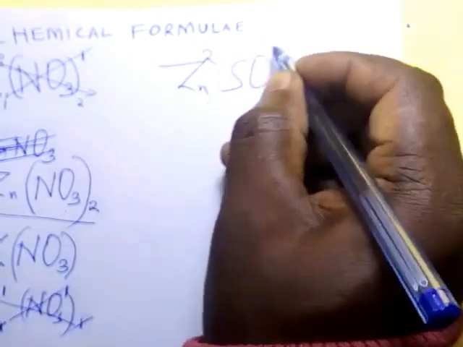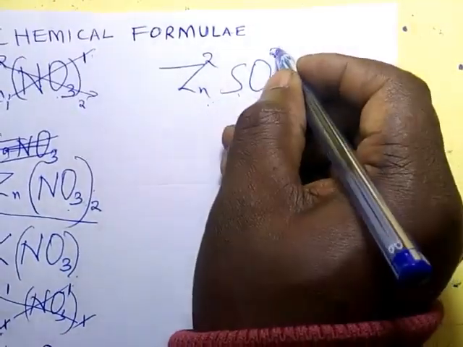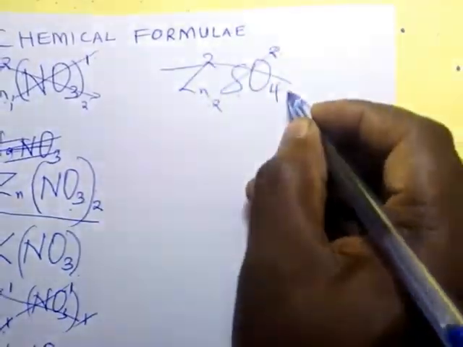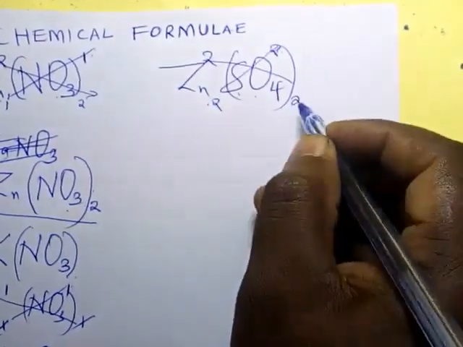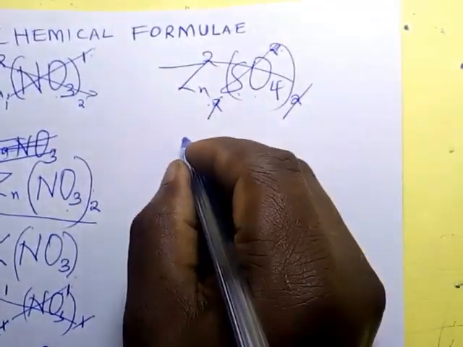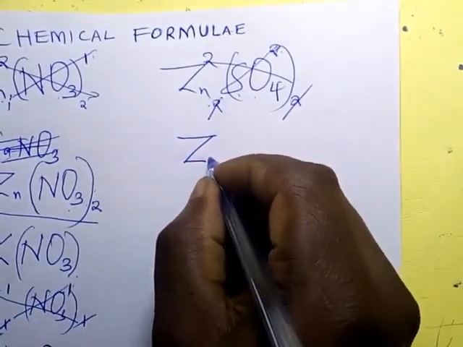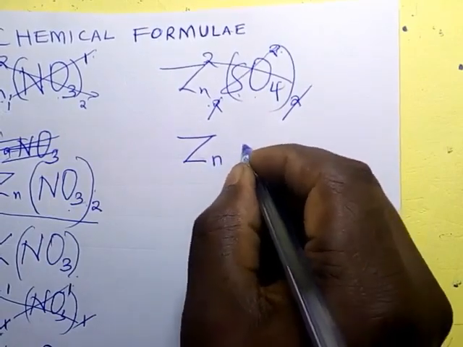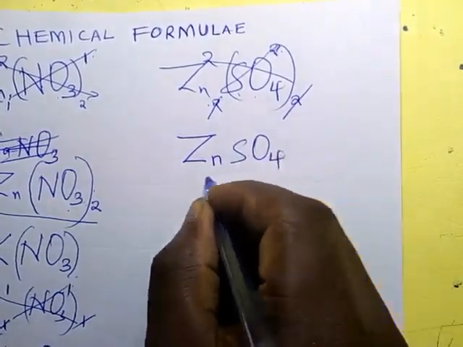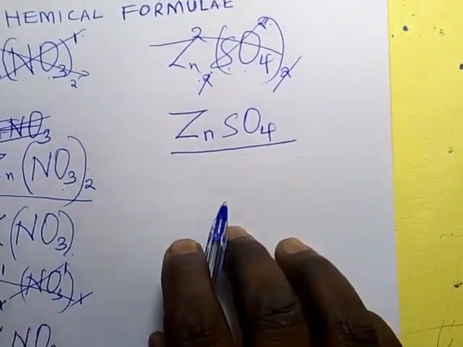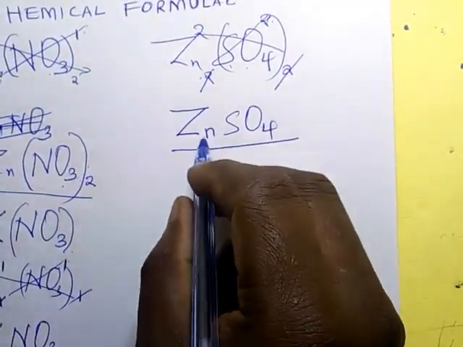So you put 2 here, put 2 here. You cross multiply, we have a bracket, and then we have 2. So these 2 and these 2 cancel out, and the final chemical formula for zinc sulfate is ZnSO4. Like that. So what about zinc nitrate?